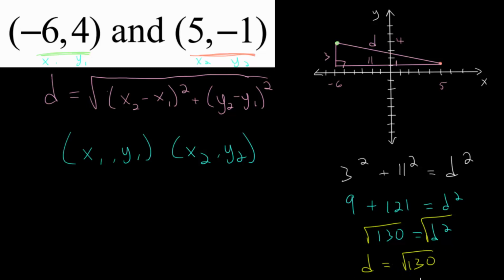And we could try to simplify this square root, but in this case, it does not simplify. We cannot break 130 down into any perfect squares as its prime factors. But if we do want this as a decimal, we can approximate it since it is irrational. This will be approximately equal to 11.40175 and so on, or we can just say approximately 11.4 units between these 2 points.